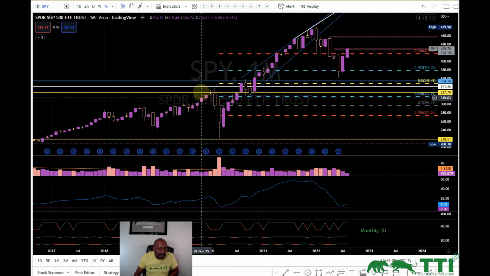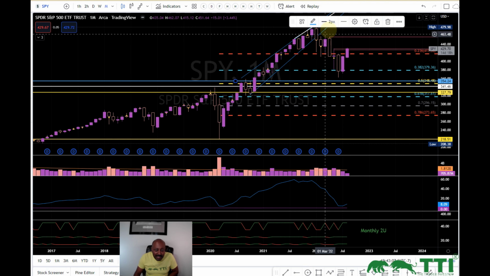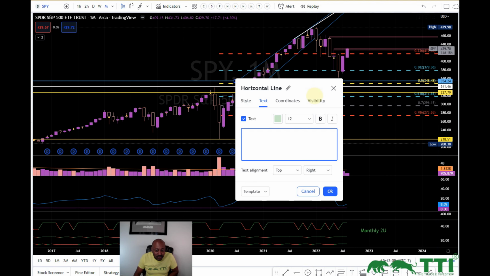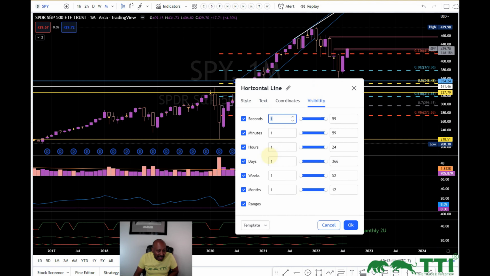And with TradingView, one of the beauties is you can go to visibility and say, I don't want to see the weekly on a monthly. Or you can say, I don't want to see the weekly on anything less than the hour. Or anything less than a weekly, you say, I only want to see it on the weekly. You can also do that. So it doesn't really make sense to see the weekly on the dailies. It makes sense vice versa. You want to see the dailies on the weekly, but not the other way around.